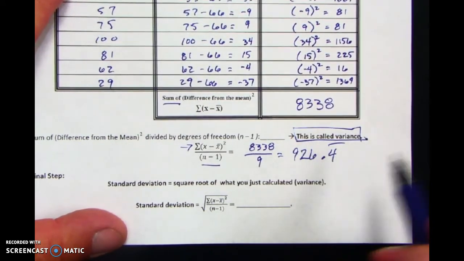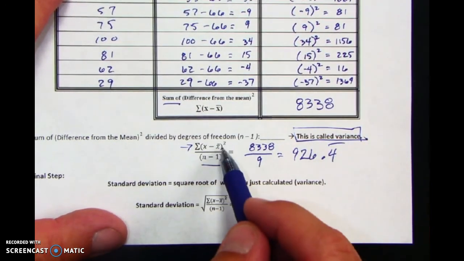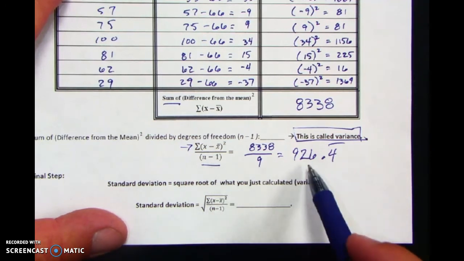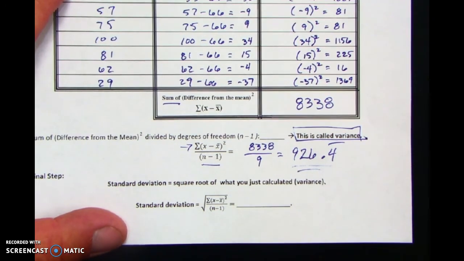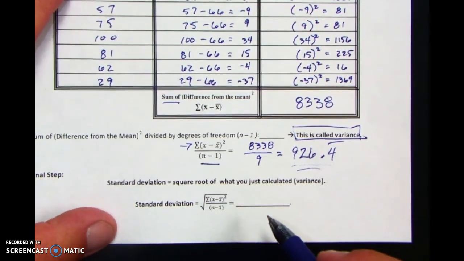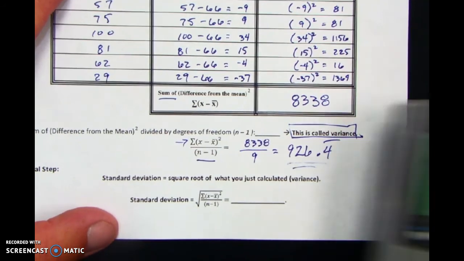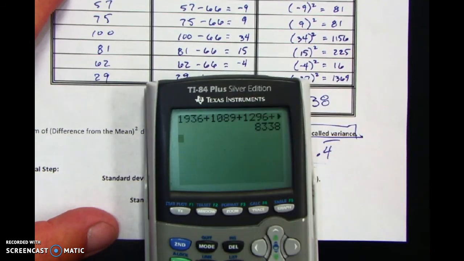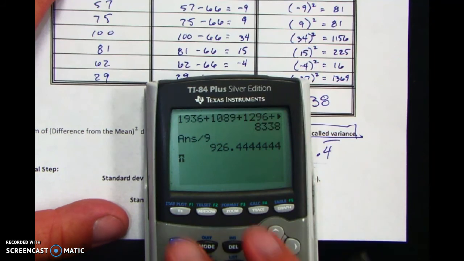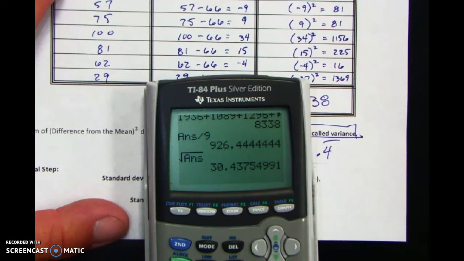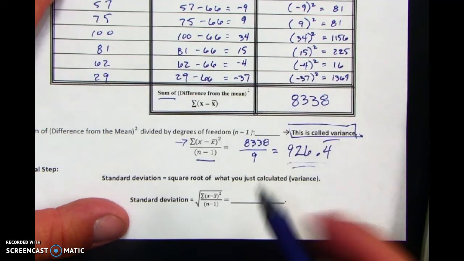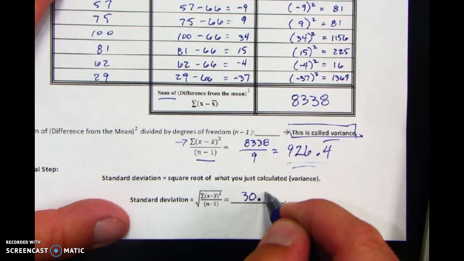To find the variance, what you've done is take the summation of those differences and divide by your n minus 1 value, and that is the variance. From there, to find the standard deviation, we take the square root of that value. So here's my sum. I've divided by n minus 1. That gives us our 926.4 repeating. And then I'm going to take the square root of that value, and we have 30.4. That is our standard deviation.